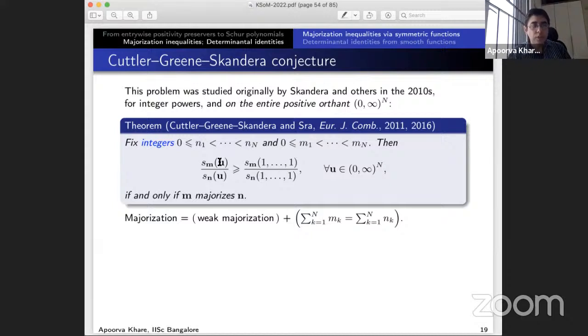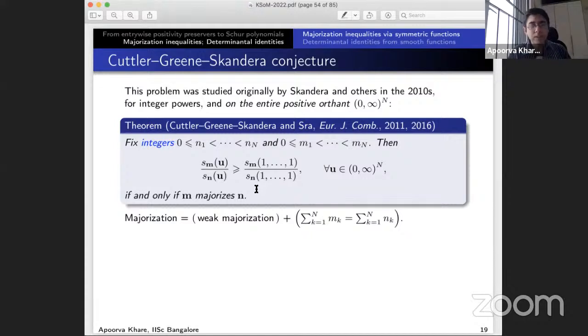Clearly, when is it bigger than 1? This cannot happen when m coordinate-wise dominates n unless m is equal to n. But this happens if and only if m majorizes n. So these three authors proved that if this happens, then m majorizes n. And they conjectured that the converse holds, and Suvrit at MIT proved the converse about 5 years later, again using the Harish-Chandra-Itzykson-Zuber integral that I mentioned.